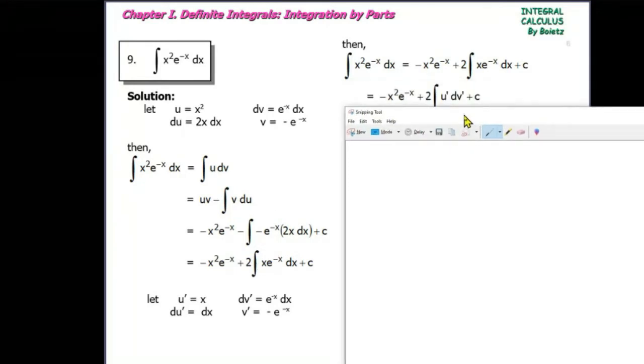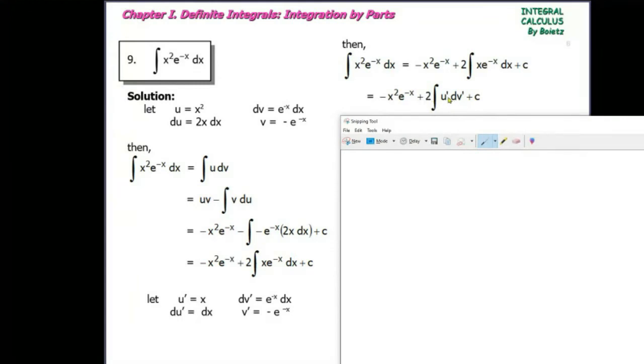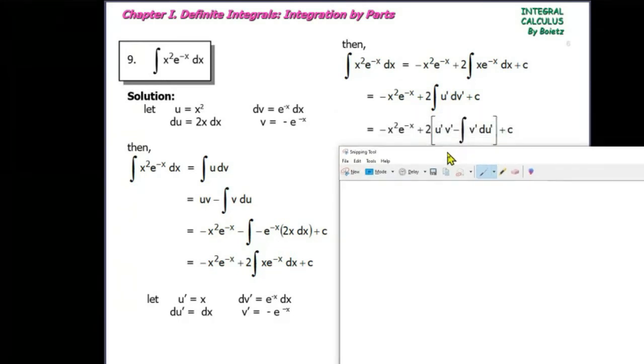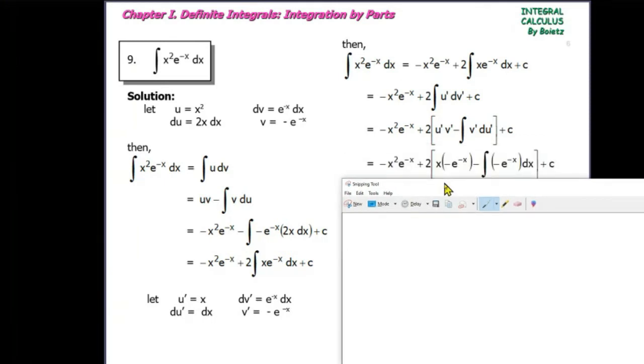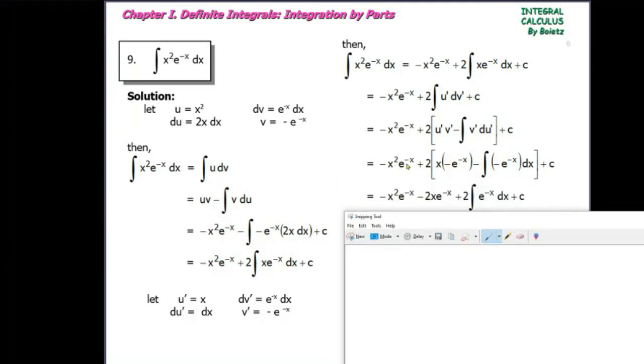Then sinubstitute yung using the new integration by parts, u prime dv prime, then this will become integral ng u prime dv prime minus integral ng v prime du prime. Parang mahawig doon sa formula natin. Then substitute, what is u prime v prime? This is x. V prime is negative e to the negative x. Then minus the integral ng v prime, negative e to the negative x, then du prime is equal to dx. Okay. At quantity yun. Then minus x squared e to the negative x.